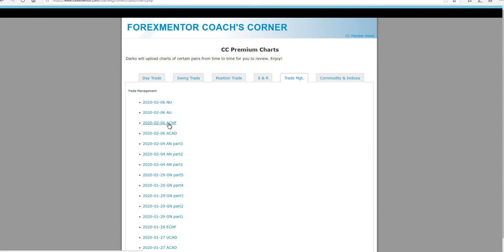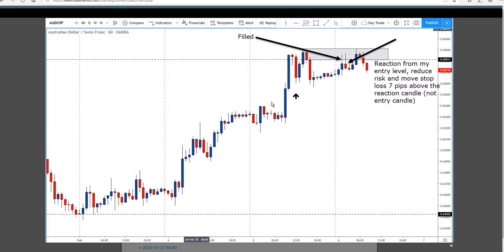How about the Aussie Swiss? What happened on this one? He got filled here, right? And it started to go down. So what do you do? Reaction from my entry level, reduce risk and move stop 7 pips above the reaction candle. Not the entry candle, the reaction candle. This one right here. See that? And it just never got touched, by the way. And it's still going down. The stop never got touched.